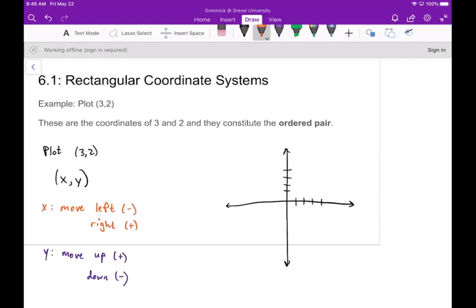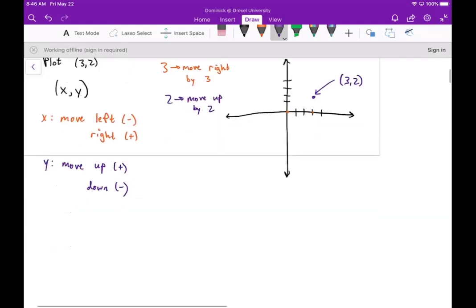In this case, I have the point 3, 2. So the 3 tells me I need to move to the right, since it's positive, by 3 spots. And the 2 tells me I need to move up by 2 spots. So to plot this point, if I start at the origin and I move 3 points to the right, that would put me here. But then I need to go up by 2, and that would put me here. So this point right here is the coordinate 3, 2. So that's plotting the point 3, 2.